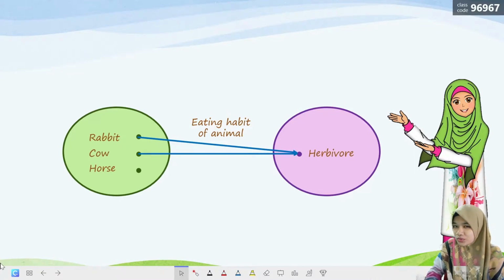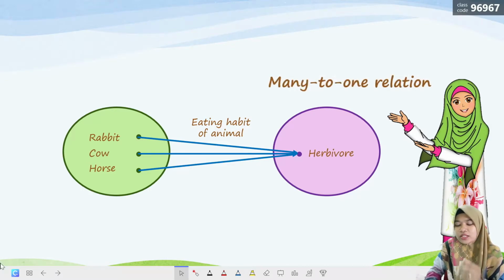And horse also herbivore. So what you can see here, setiap elements yang dalam set A, they are mapped into one element in set B. Okay, so this relation is known as many to one relation. Okay, ada banyak anak panah daripada 3 elements, they are mapped into one element in set B.